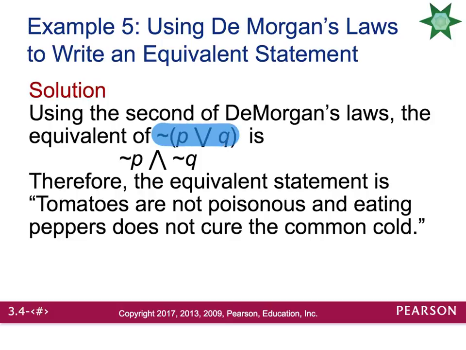So here was our statement: it is not true that those two statements are joined by or. By De Morgan's laws, we can say that the negation of P or Q in parentheses is negation P and negation Q without parentheses. So our equivalent statement is: tomatoes are not poisonous, negation P, and eating peppers does not cure the common cold. In general, yes, that's true. We know that eating peppers does not cure the common cold, and tomatoes are generally not poisonous unless they're rotten or something.